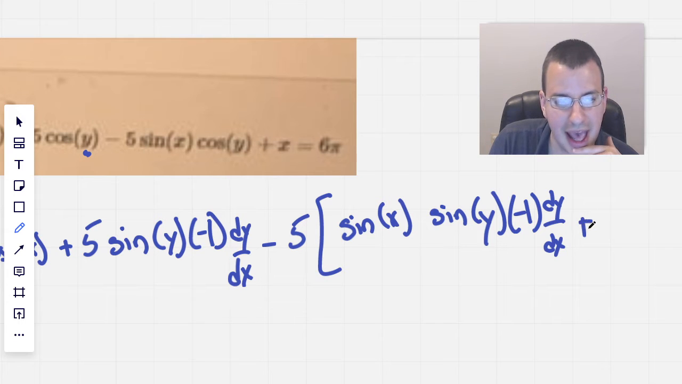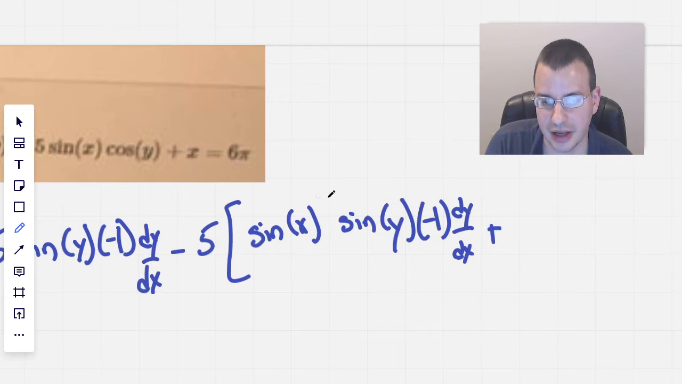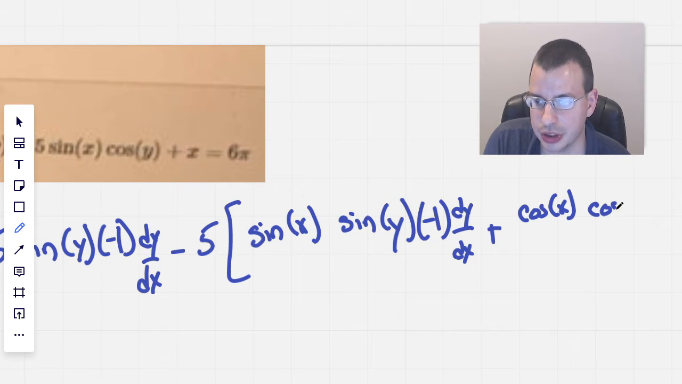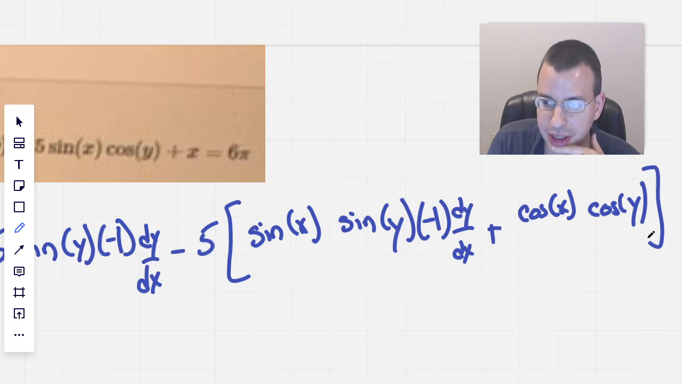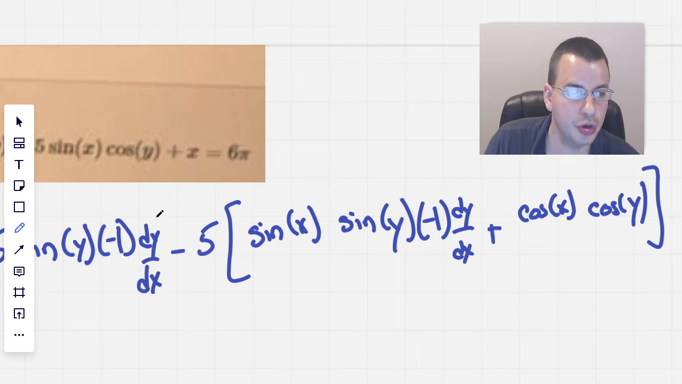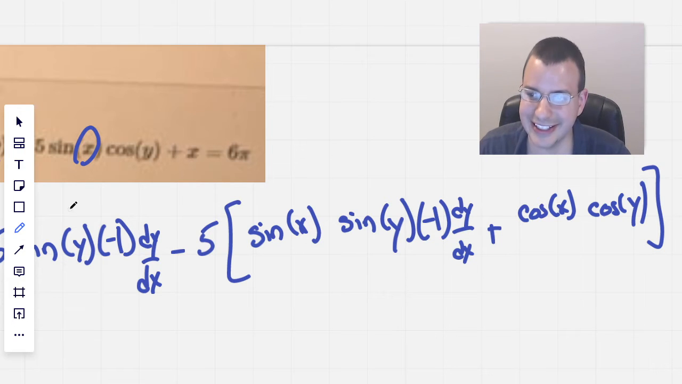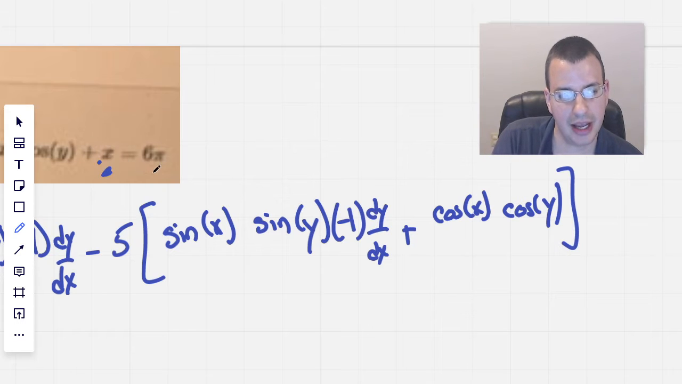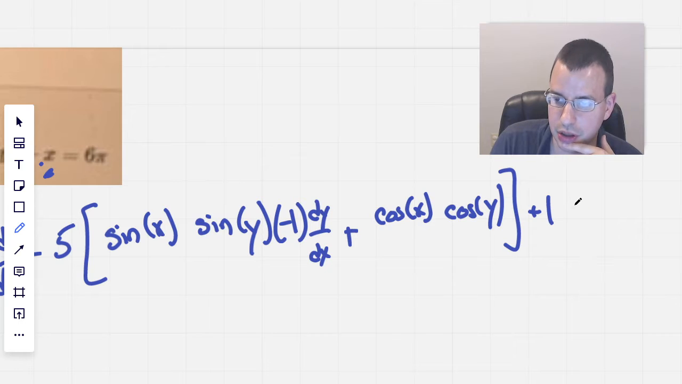And then we're going to add to that the derivative of sine of x, which is cosine of x, multiplied by cosine of y. We leave the cosine of y alone. We do multiply by the derivative of the interior for the sine of x, but the derivative of x with respect to x is 1. Then we need to take the derivative of the last term, plus x, which is 1, and that will equal 0.